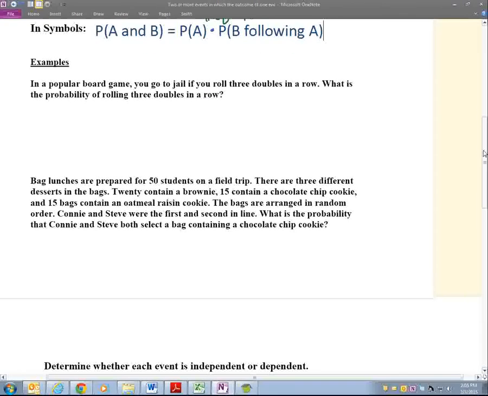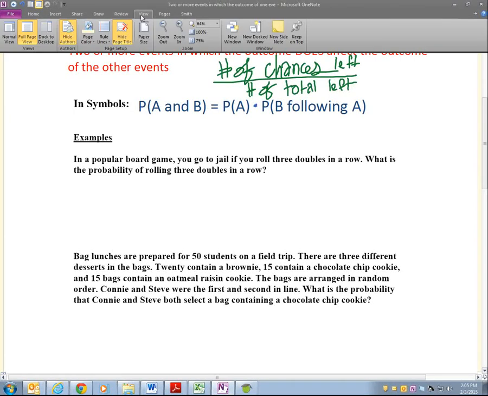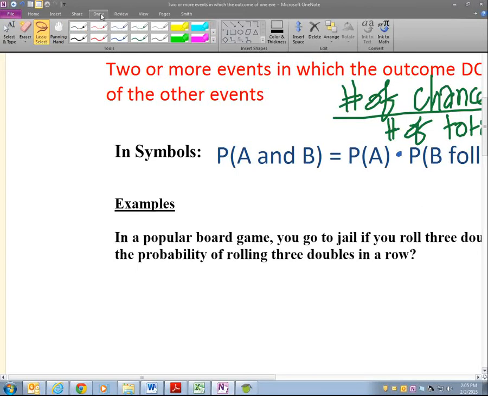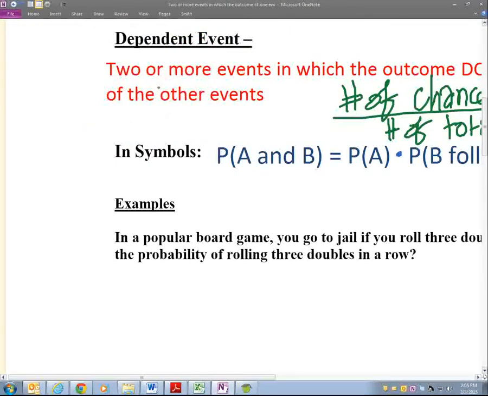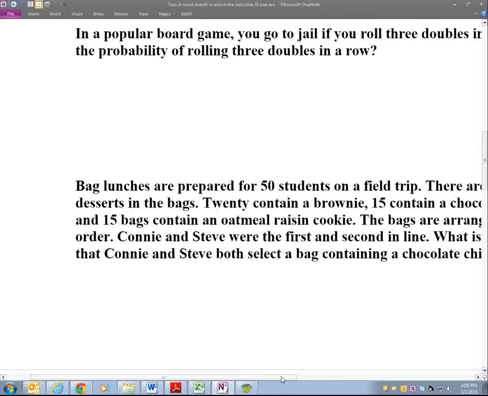So we have to find the probability of getting doubles. There, the probability of getting doubles. Now, we did this probability before. We've done this probability before, haven't we? Let's see, how many times does it happen?